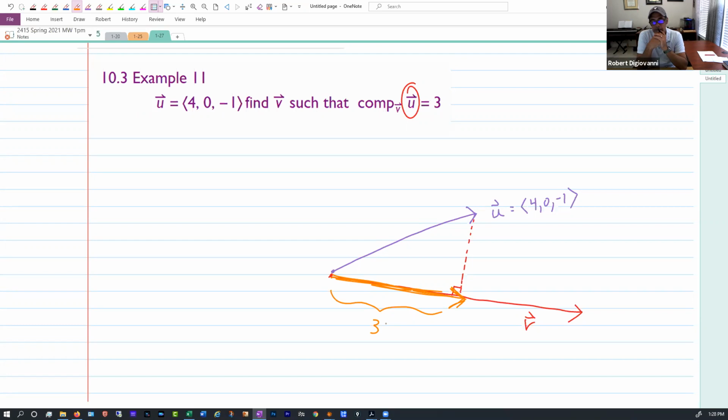Like, what's our answer going to look like? Because we're looking for a vector v that satisfies this, right? Can anyone visualize what v has to be, or is there only one answer?